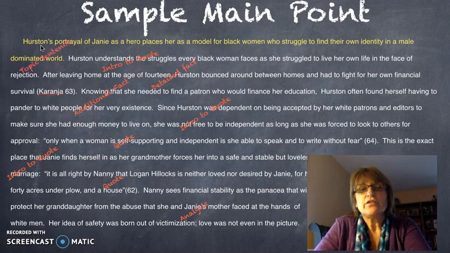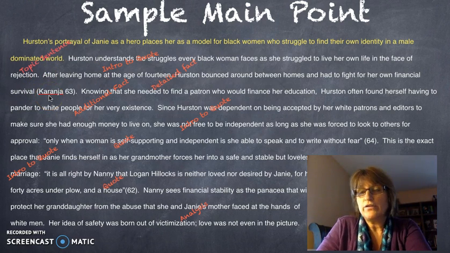Hurston understands the struggles every Black woman faces as she struggled to live her own life in the face of rejection. So that's a little bit of background on who Hurston is. And leading into the detailed fact, after leaving home at the age of 14, Hurston bounced around between homes and had to fight for her own financial survival. Now look at the difference between this introduction to the fact and the fact. The introduction to the fact is very broad and very general. The detailed fact is information that I never would have guessed unless I had read a book about this.